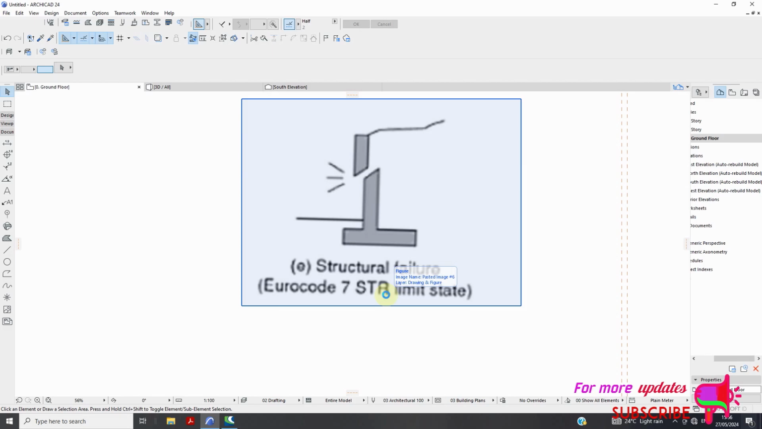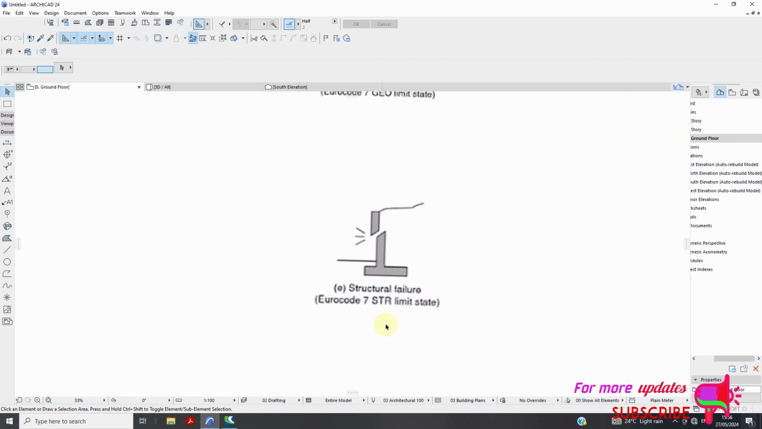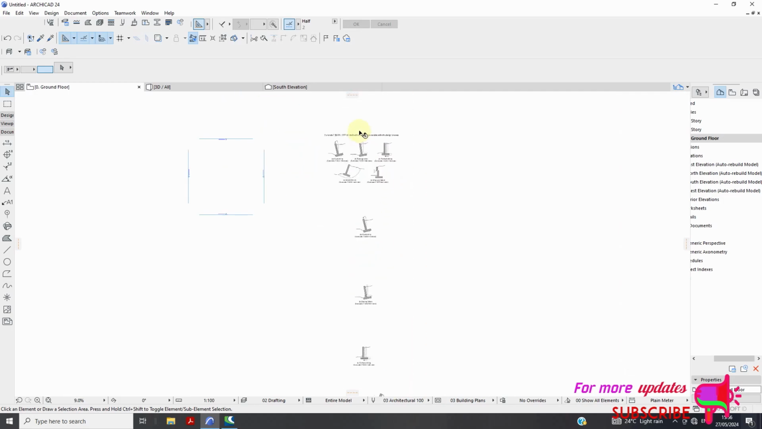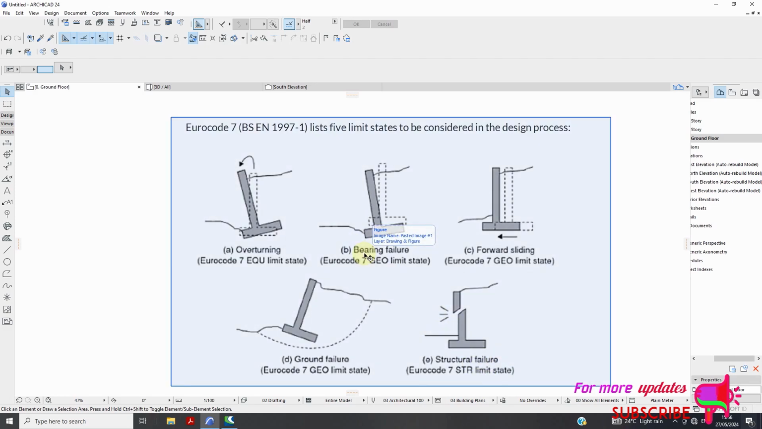So EQU, that is the equilibrium, the geotechnical, and the structural limit states are the most likely ones to be considered for design. Uplift and hydraulic heave are not often considered for design. So these three limit states, that is EQU, GEO, and STR, are the most common and are the most often used for routine design. But uplift or hydraulic might be applied in special cases.